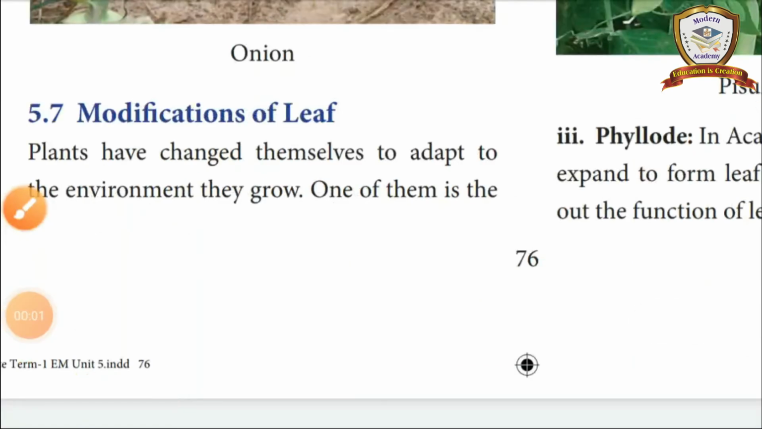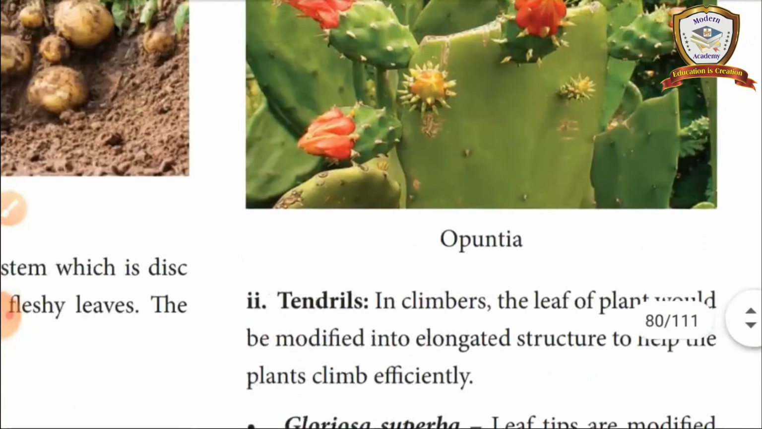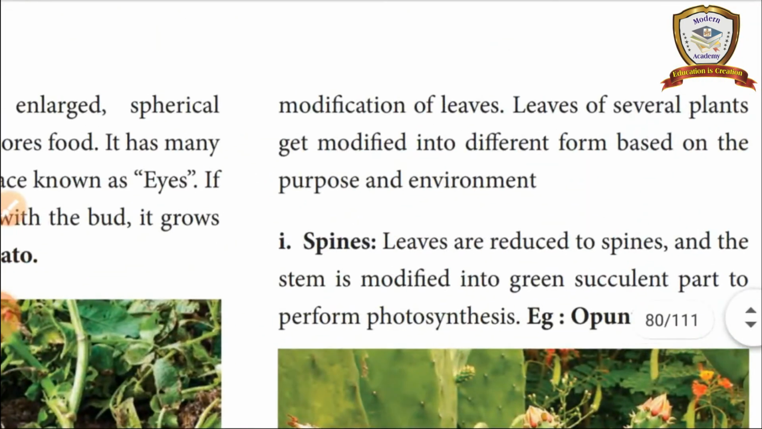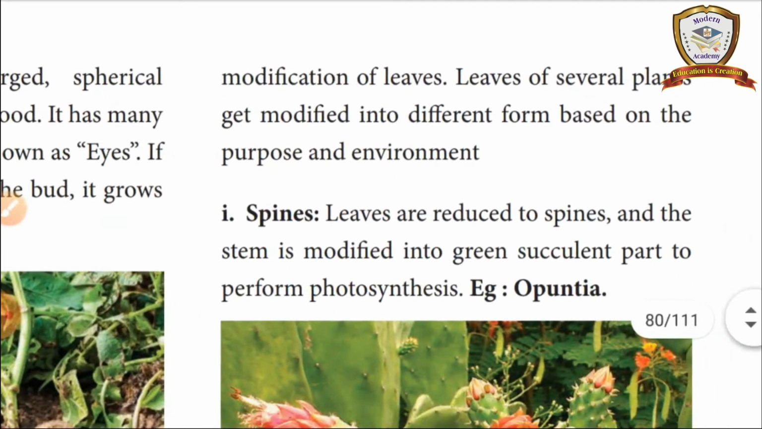So far we have seen stem modification and root modification. As well, we have leaf modification. Plants have changed themselves to adapt to the environment they grow in. One of them is the modification of leaves. Leaves of several plants get modified into different forms based on the purpose and environment.